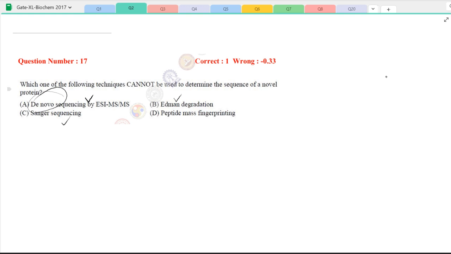Sanger sequencing, which is like the conventional approach of deducing the sequence of a protein. Yes, that is also used. However, peptide mass fingerprinting cannot be used to determine the sequence of a novel protein. So the correct answer here is peptide mass fingerprinting. If you don't know what the principle of peptide mass fingerprinting is, you can definitely guess the correct answer for this question by the method of deduction.